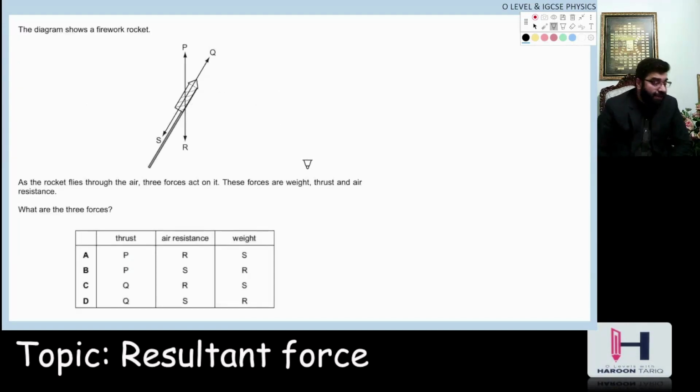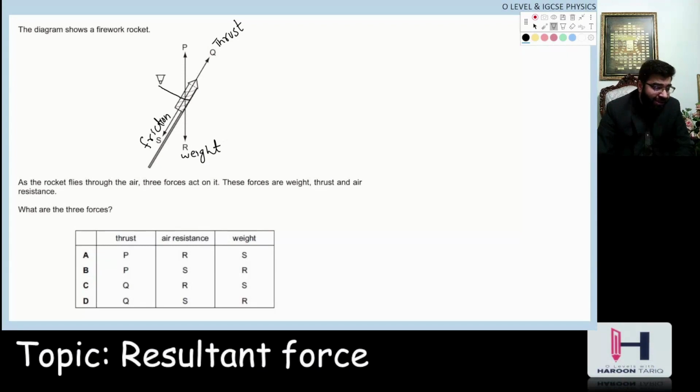Next question. The diagram shows a firework rocket. As the rocket flies through the air, three forces act on it. These forces are weight, thrust, which is the push of the engine, and air resistance, which opposes motion, of course. Weight is vertically downwards. What are the three forces? Look at the rocket's direction, this must be moving in the direction of Q. So the motion is in this direction. Forward thrust, right? Weight always acts vertically downwards, which is R. Air resistance, or frictional force, is in the direction of S. P is opposite to the weight.